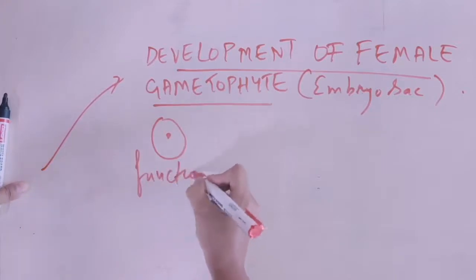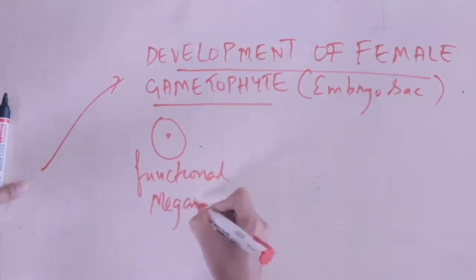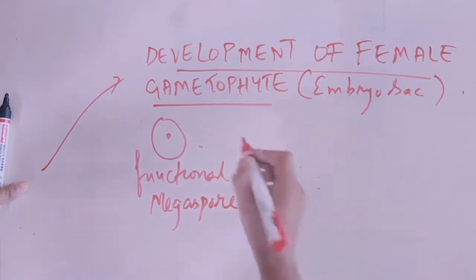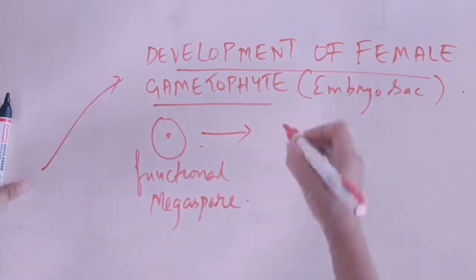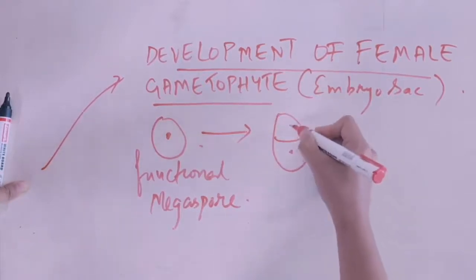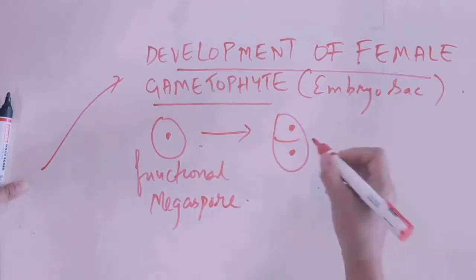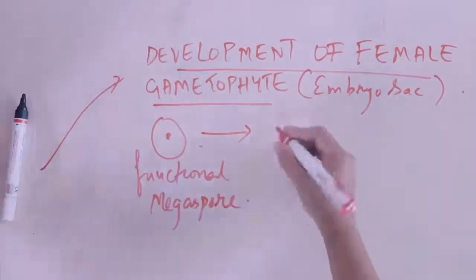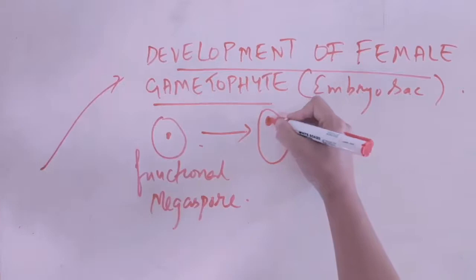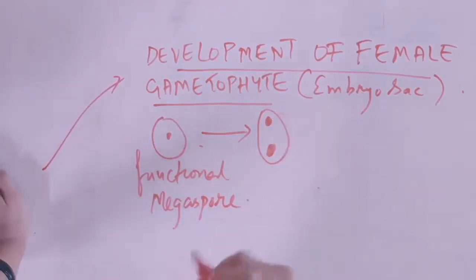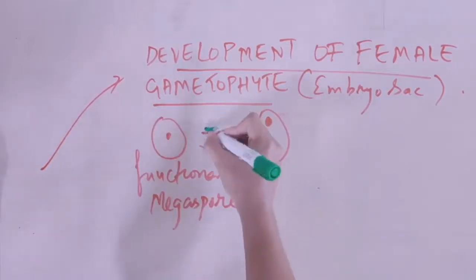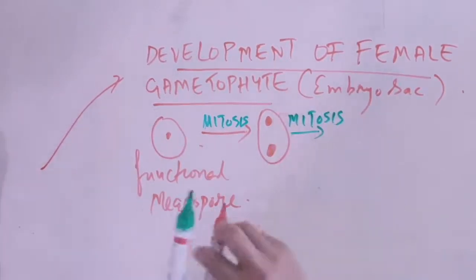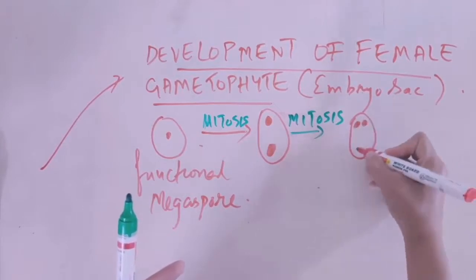Here, three degenerate, remember? The functional megaspore will again form two cells here. They'll form two cells. You can draw it as in the textbook. They'll form two cells, so obviously it will be mitosis. Mitosis again, they'll form two more cells.